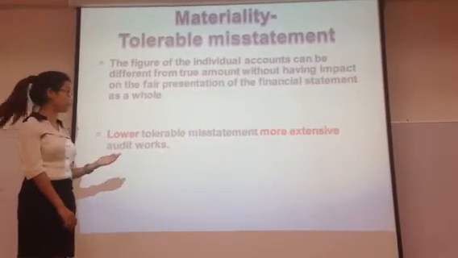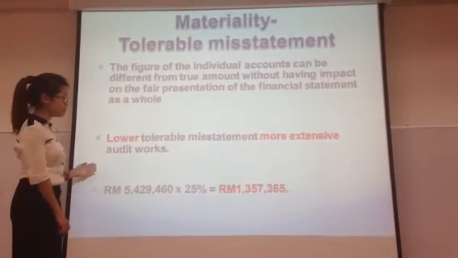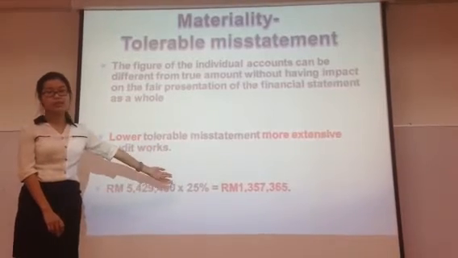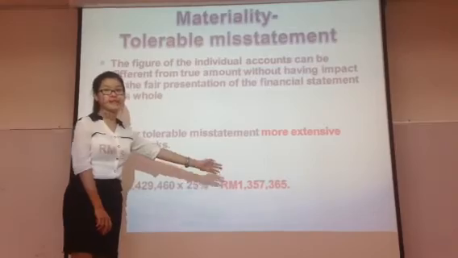So the lower the tolerable misstatement, the more extensive the audit work. So the tolerable misstatement we will set to be 25% of the planning materiality, which is approximately 1 million. Thank you.